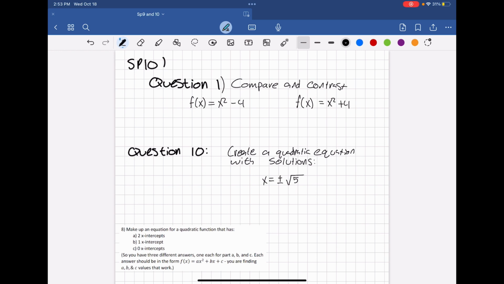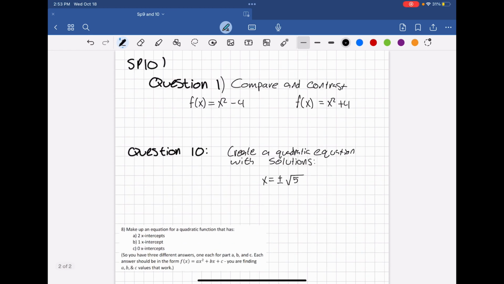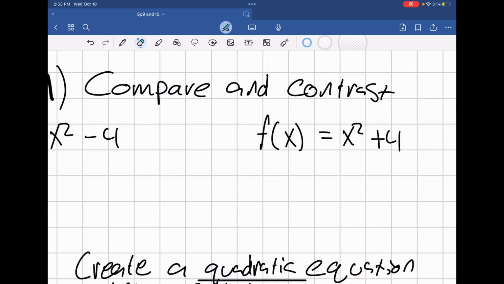So we're going to be looking at questions 1, 10, and 8. Question 8 was provided on the Canvas page, right? So question 1 says, compare and contrast f of x is equal to x squared minus 4, and I think this should be g of x. It's just a different function. It's equal to x squared plus 4.